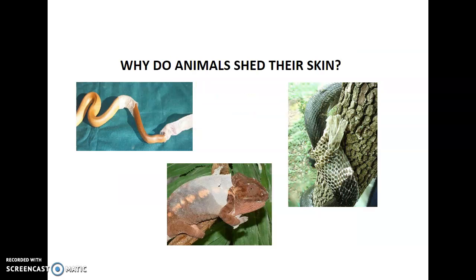So why do they shed their skin? Again, this is just another brainstorm idea for you of why they're actually shedding their skin. Again, anytime that you grow or develop, it's because your cells are actually dividing or reproducing, technically, right? And so when animals shed their skin, they're shedding dead skin cells, and then they have new cells underneath.